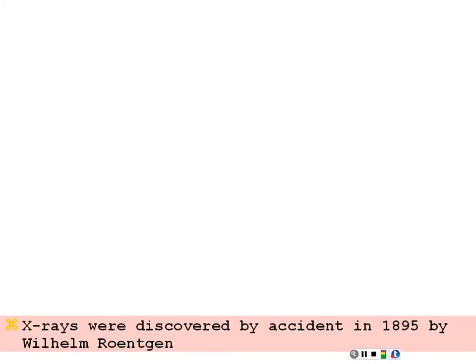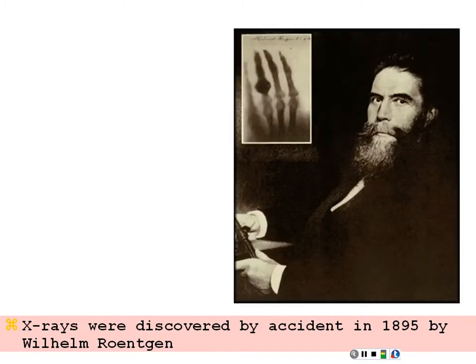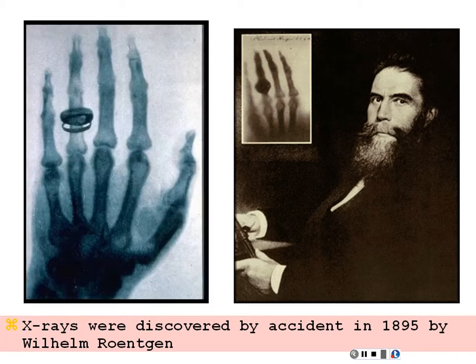In fact, X-rays were first discovered by accident in 1895 by William Röntgen. There's William Röntgen. And the first X-ray, very famous, was an X-ray of his wife's hand. He put her hand down and took an X-ray of it. You can see all the bone structure. You can even discern the wedding ring that she had neglected to take off.